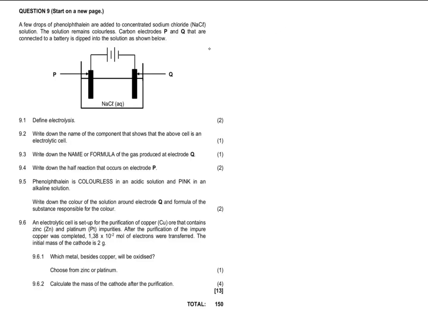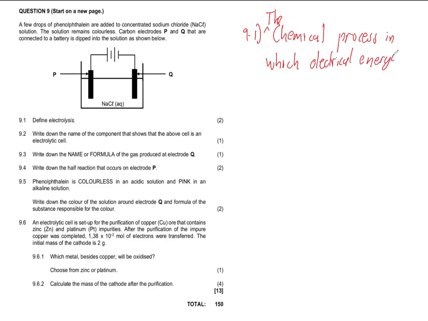Define electrolysis. What is electrolysis? We say this is the chemical process in which electrical energy is converted to chemical energy. That's it. Write down the name of the component that shows that the above cell is an electrolytic cell. Obviously, battery.